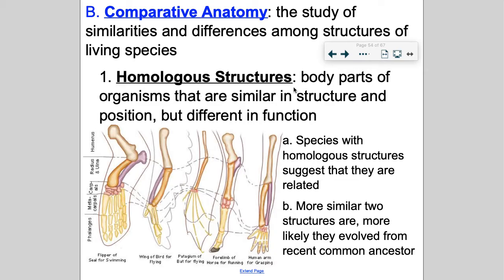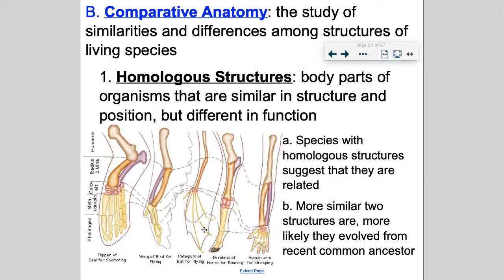This is where body parts that are similar in structure as well as position, but they carry out a different job or they have a different function. So in this diagram here, I have the flipper of a seal, the wing of a bird, I guess a wing of a bat, forelimb of a horse, and the human arm. And you'll notice that all four of them have bones, and that they are color-coded, right?